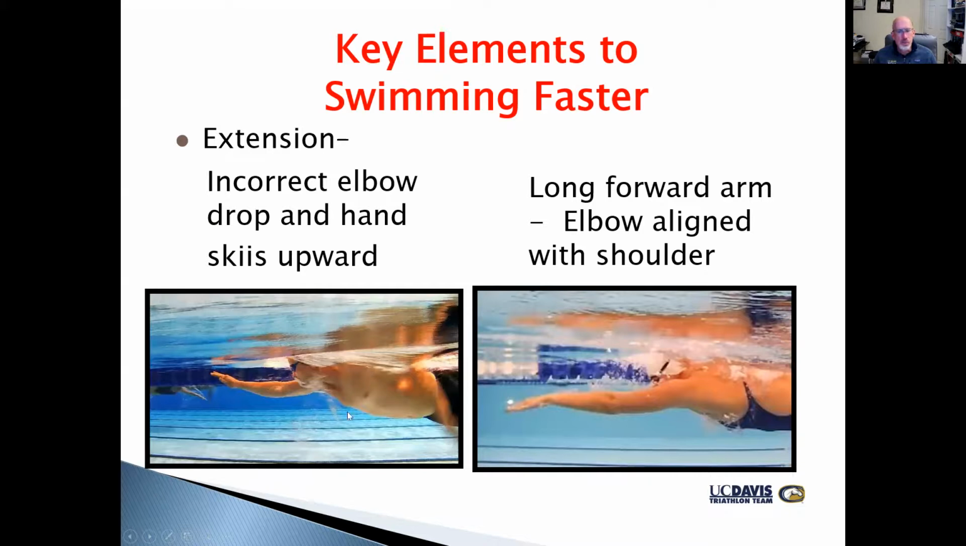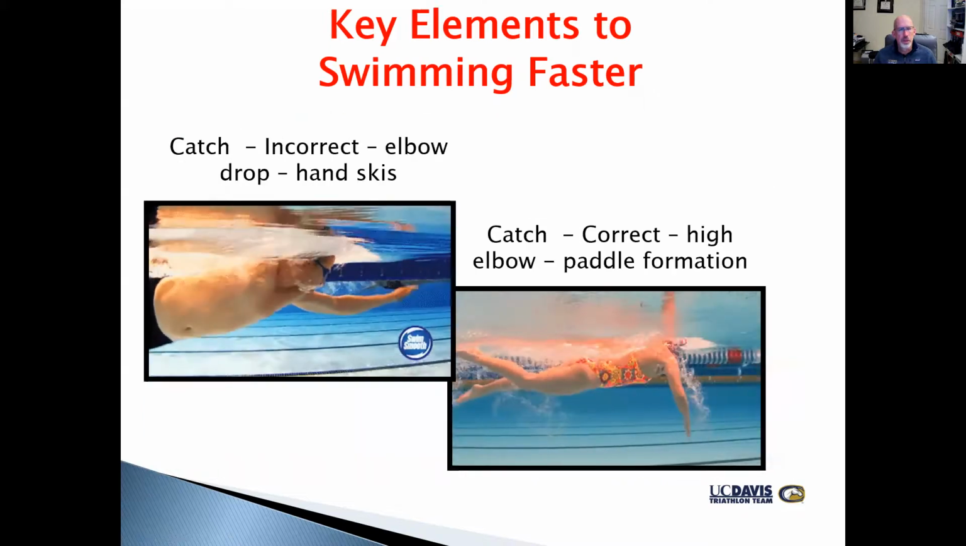So you can see here the idea of a dropped elbow again, the hand skiing out in front of her, in front of him, and then over here, nice. This is a slightly downward angle, mostly horizontal here. Okay, but good long extension for this individual, getting ready to go into the pull phase there, or catch phase, sorry.